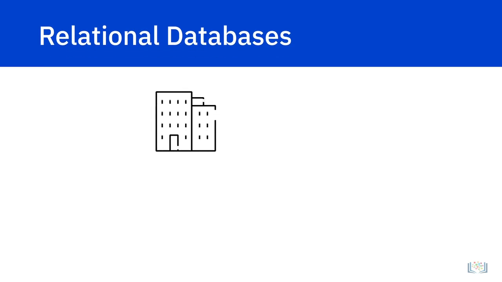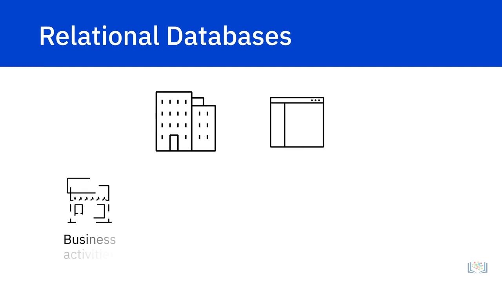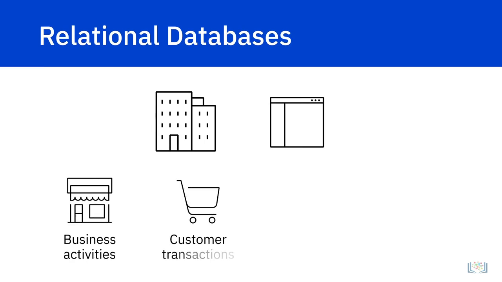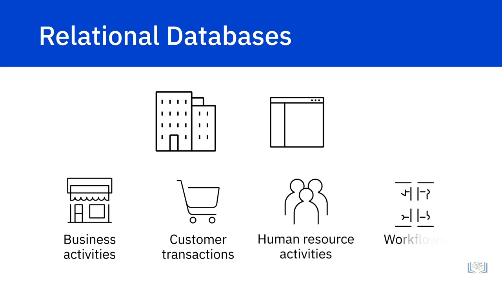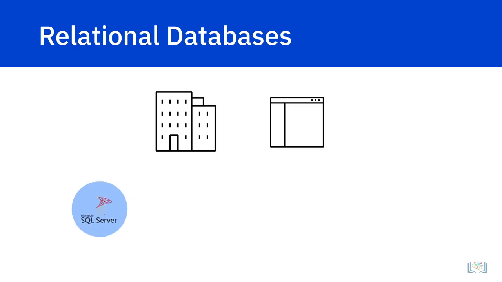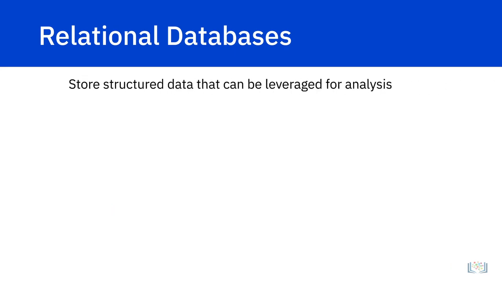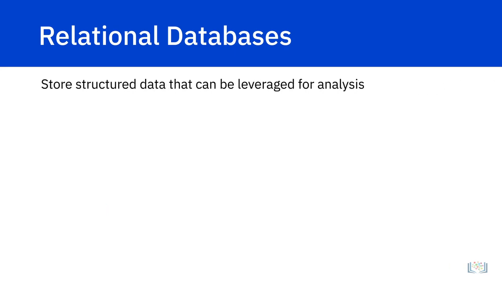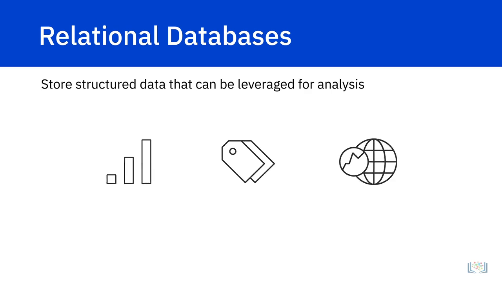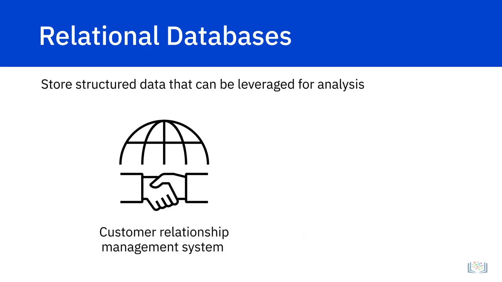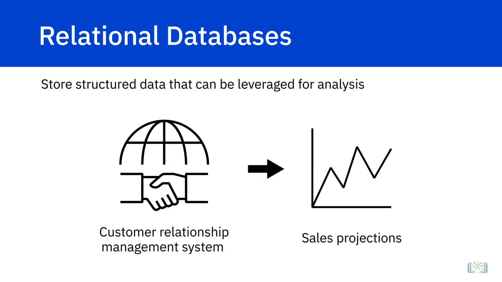Typically, organizations have internal applications to support them in managing their day-to-day business activities, customer transactions, human resource activities, and their workflows. These systems use relational databases such as SQL Server, Oracle, MySQL, and IBM DB2 to store data in a structured way. Data stored in databases and data warehouses can be used as a source for analysis. For example, data from a retail transaction system can be used to analyze sales in different regions, and data from a customer relationship management system can be used for making sales projections.